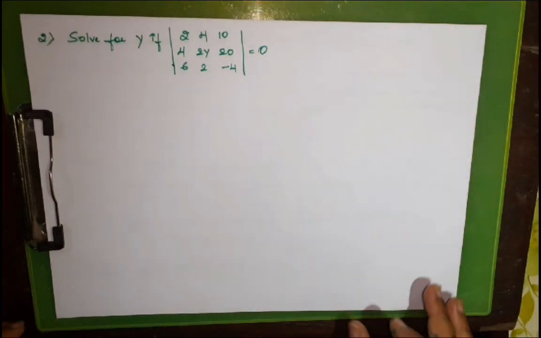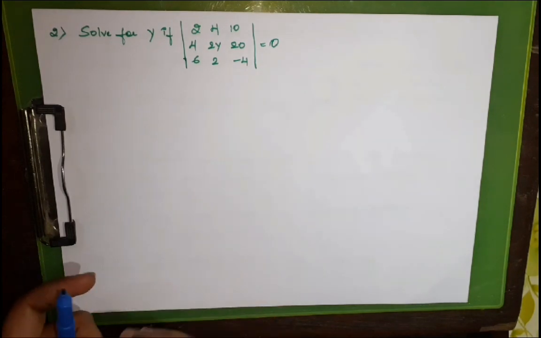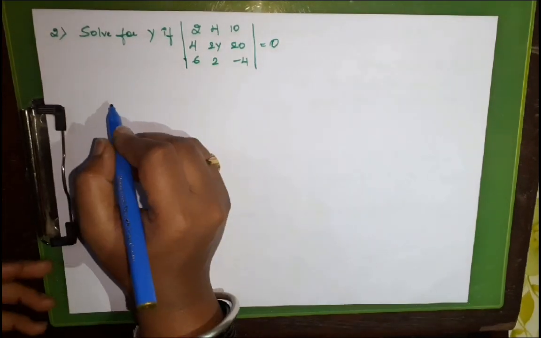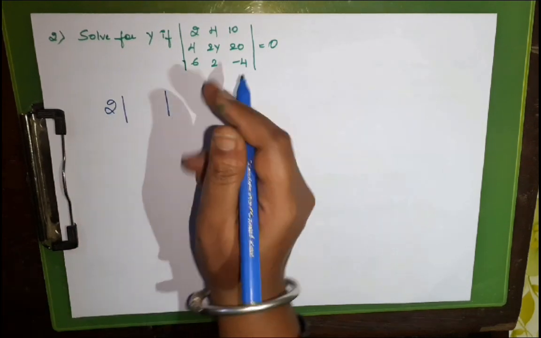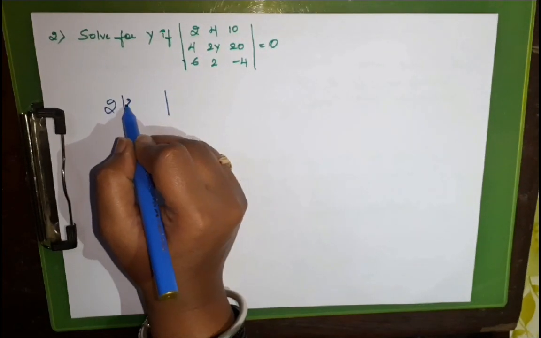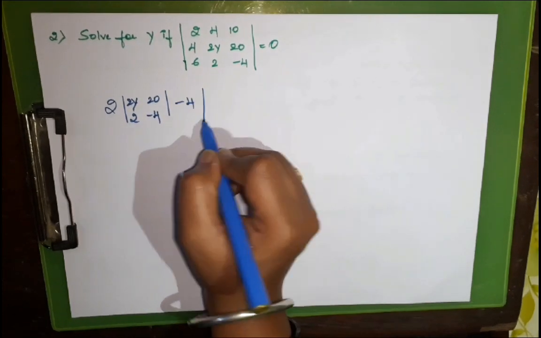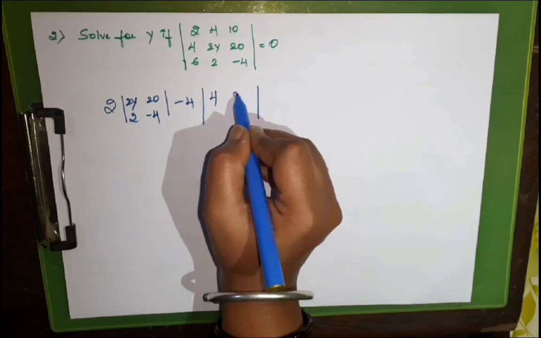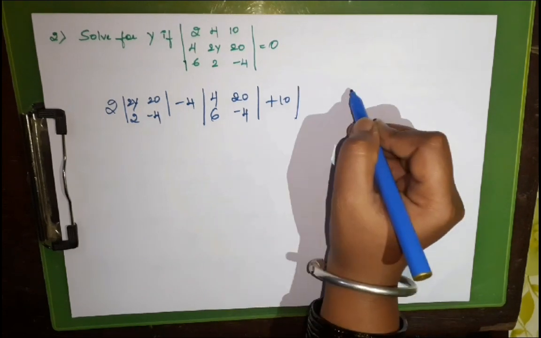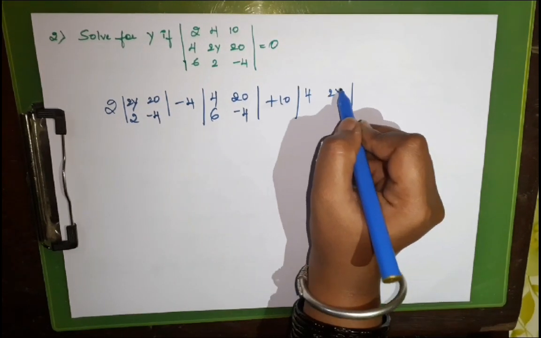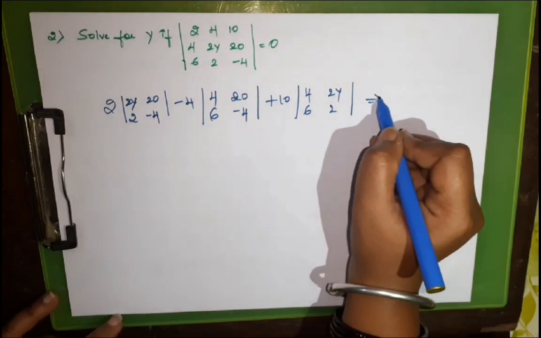Here you have to find the value of y. Solve for y. They have given the determinant, and here also, as usual, no changes. You have to write the elements: 2, y, 20, 2, minus 4. Minus 4 you write as it is. So you'll get 4, 20, 6, minus 4, plus 10, 4, 2y, 6, 2, which is equal to 0.